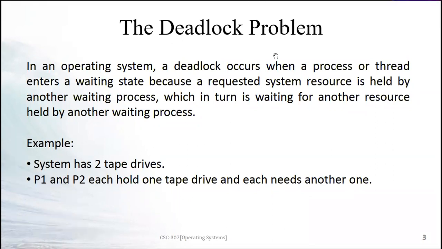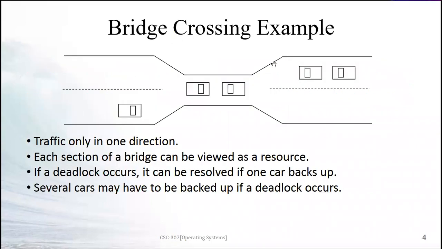Now we will see one more visual representation. Look at the bridge crossing example. These are the two sides of the bridge, and the cars are trying to cross one another. Let's name this car number 1 and this car number 2. Either one of them has to go back and make space for the other car. But both of them want the other to go back.